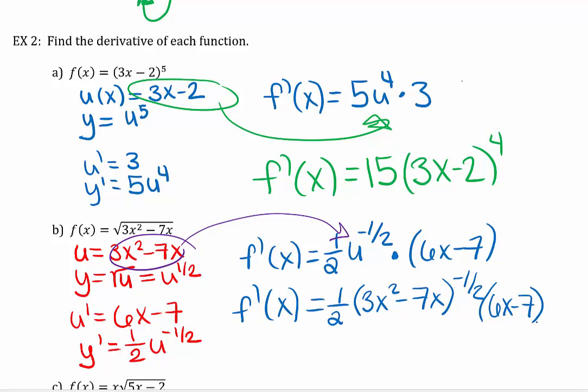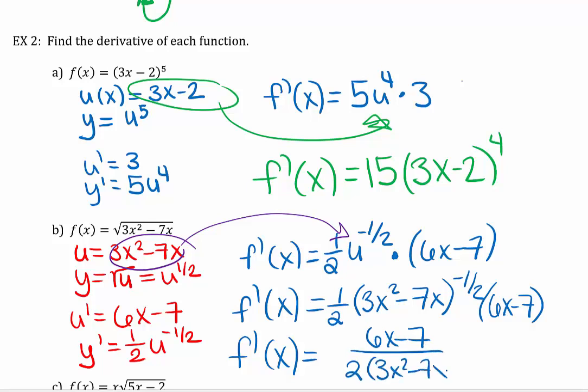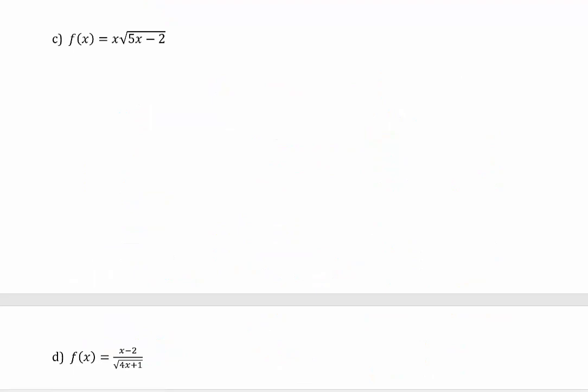Finally, if I were asked to write this using positive exponents, I would write this as 6x minus 7 over 2 times (3x squared minus 7x) to the positive 1/2. Now the chain rule can be combined with our product and our quotient rules. In example C, x times root 5x minus 2, this is actually a product because of that x in front of the square root. So I have to use the product rule.